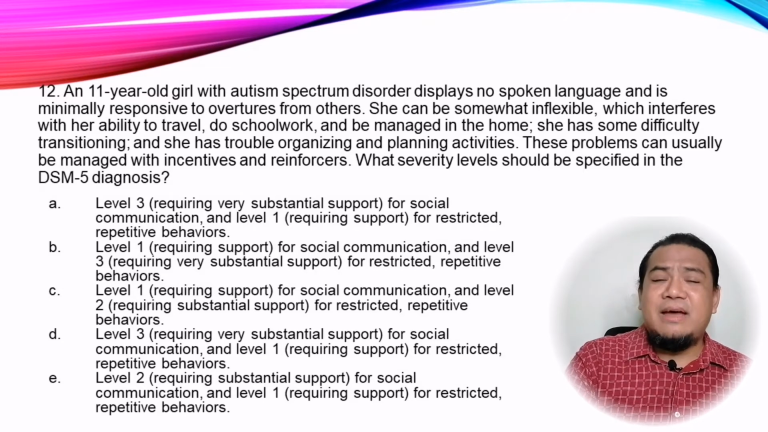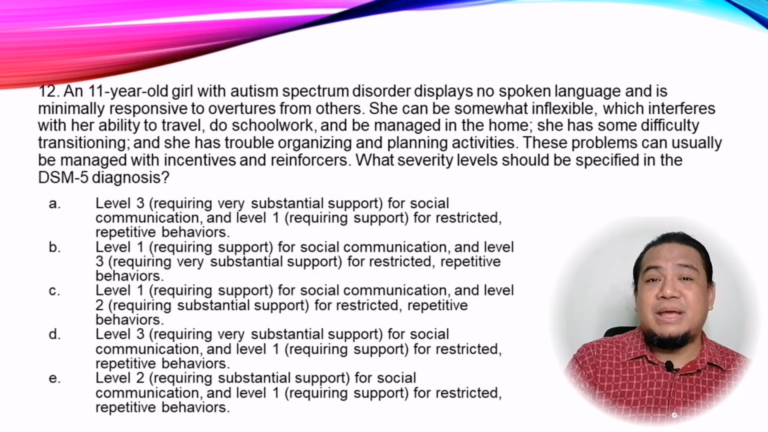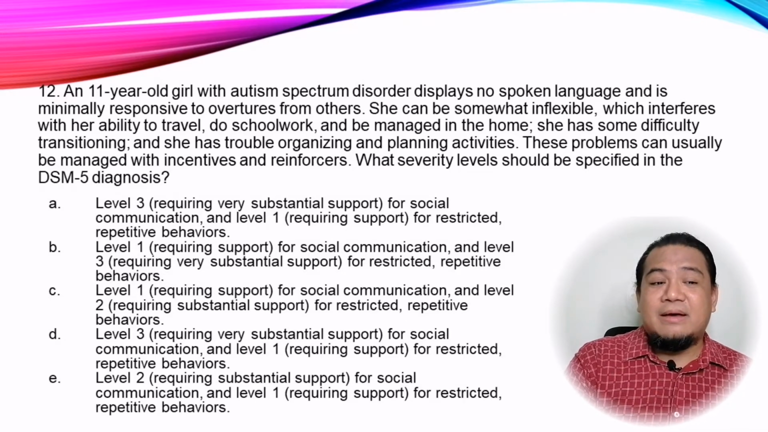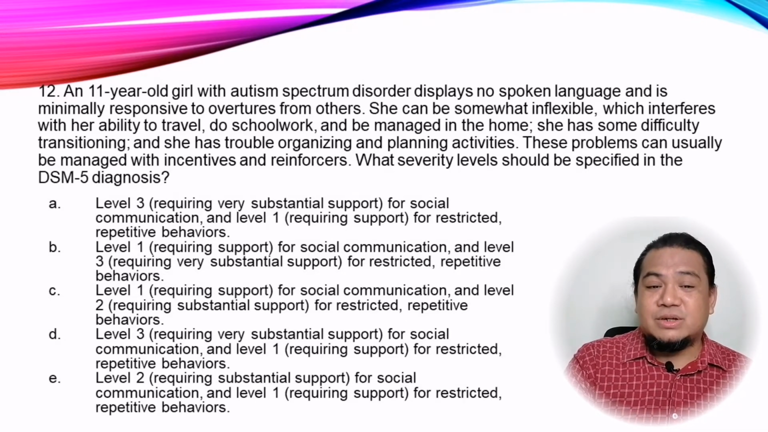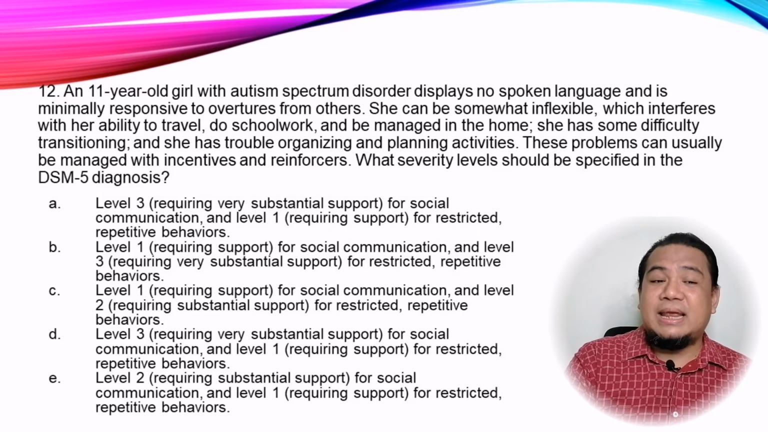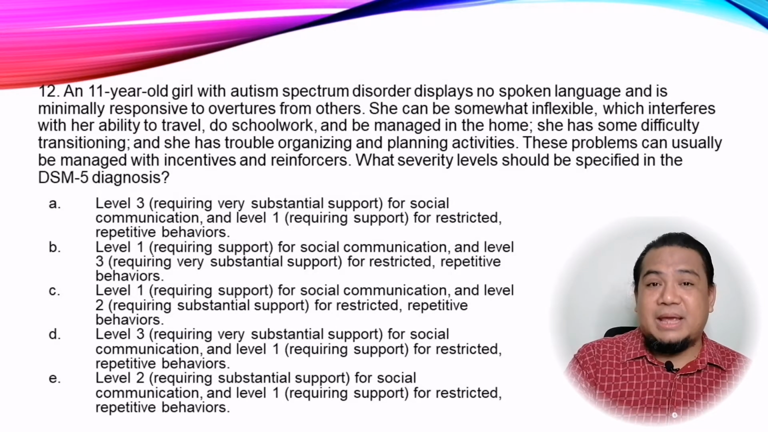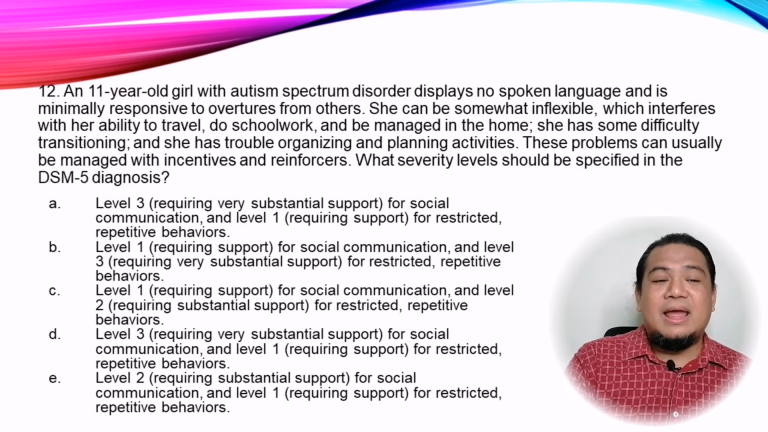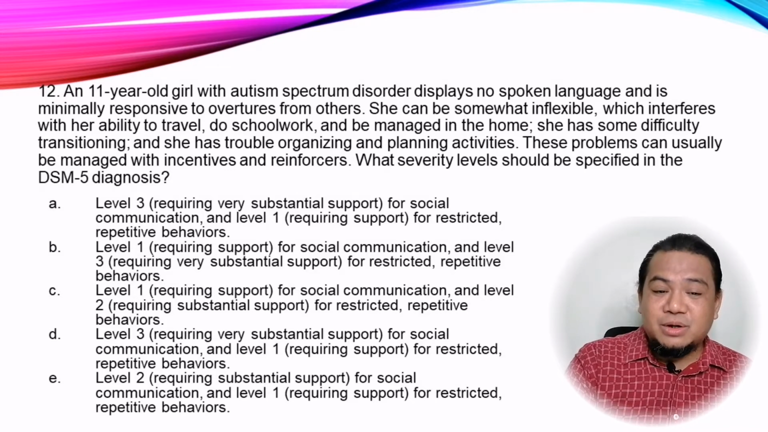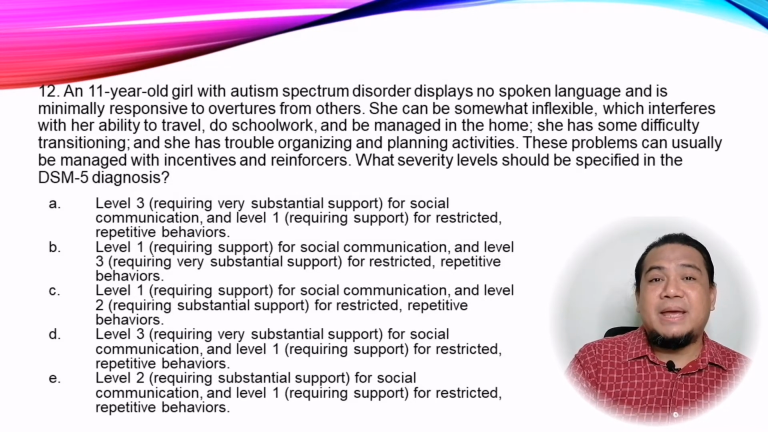Is it A, level 3, requiring very substantial support for social communication, and level 1, requiring support for restricted repetitive behavior? Letter B, level 1, requiring support for social communication, and level 3, requiring very substantial support for restricted repetitive behavior. Letter C, level 1, requiring support for social communication, and level 2, requiring substantial support for restricted repetitive behavior.